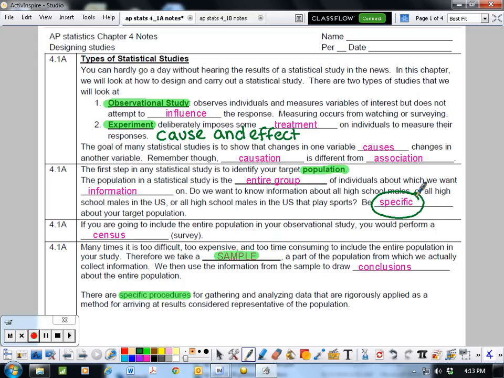So once you've identified your population, and if you're going to involve the entire population in an observational study, and usually the only time you can use the entire population is in an observational study, then that's called a census. So using everybody is a census. Now that can be really expensive, especially if you have a big population to work with. And you hear census all the time.